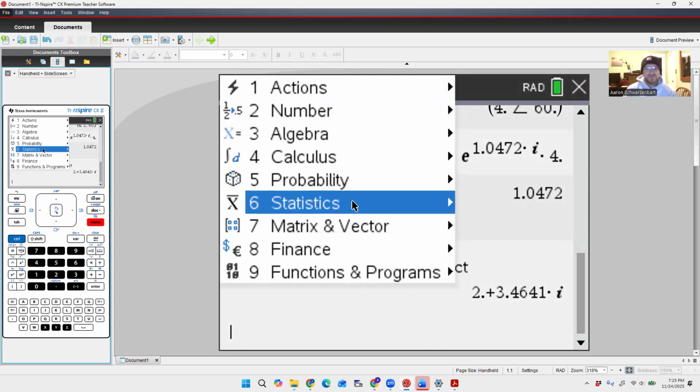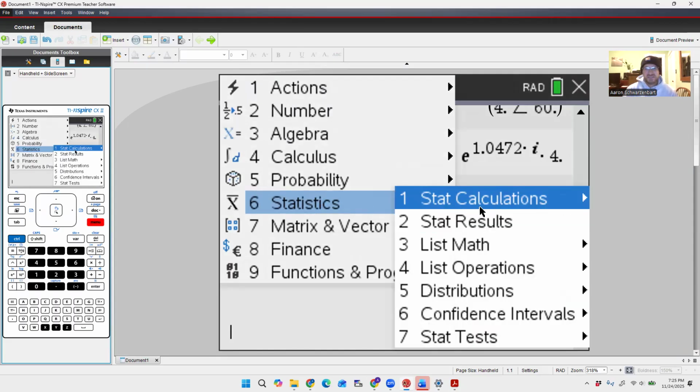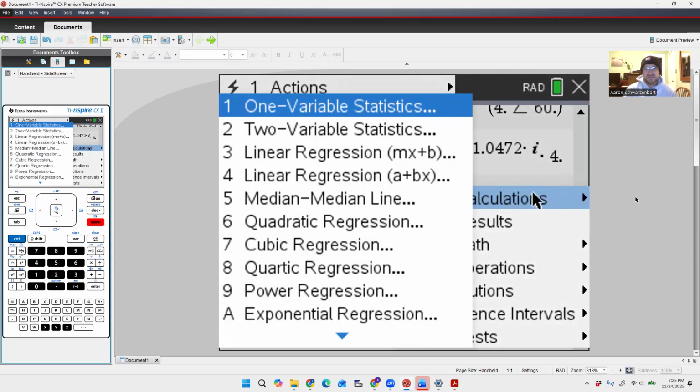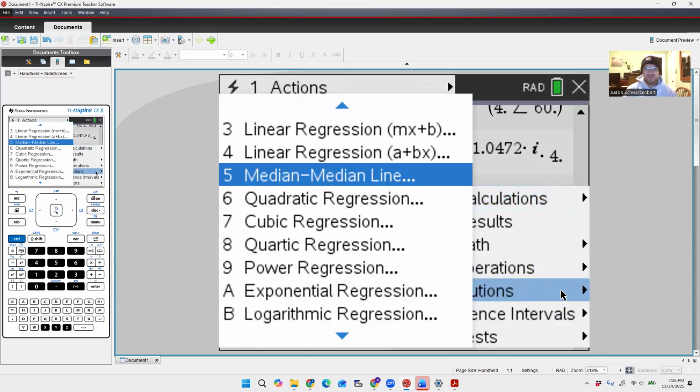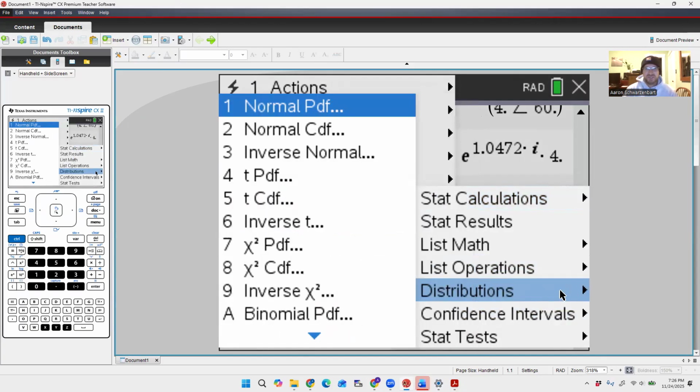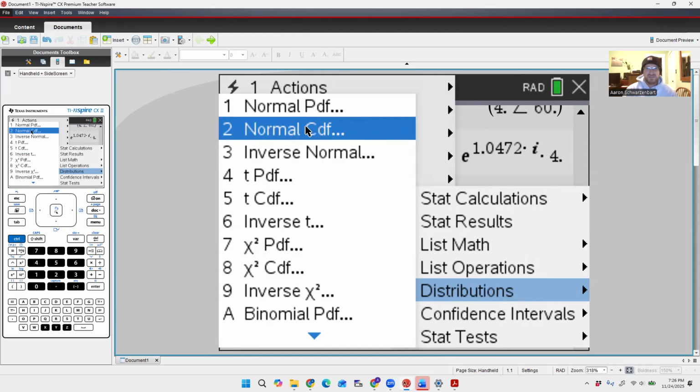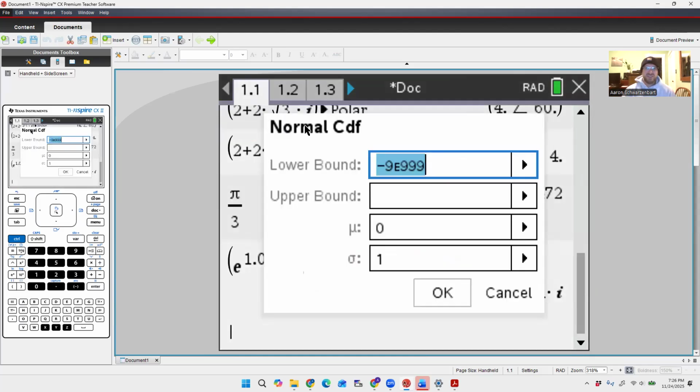Menu, statistics. Wait, no. Menu, statistics, distributions. This is considered a normal CDF. Z-score is normal CDF. Lower bound, it gives you upper bound. Let's do negative 1.8.